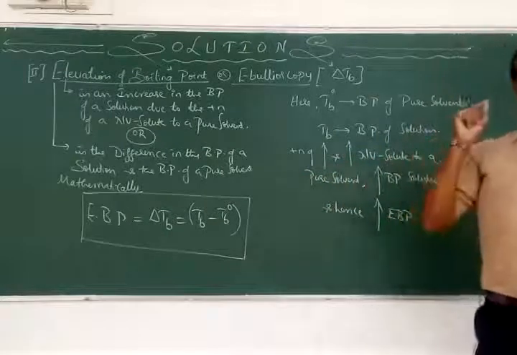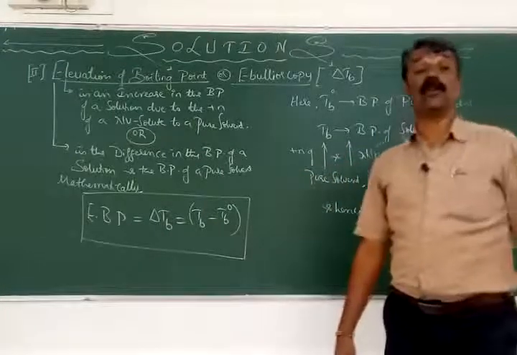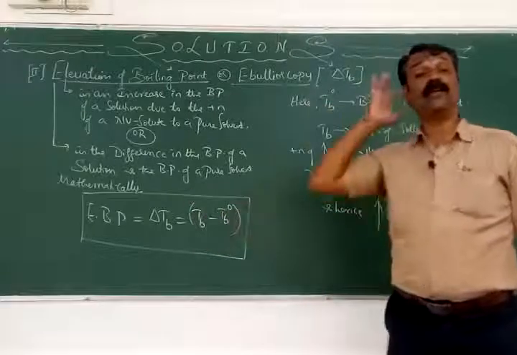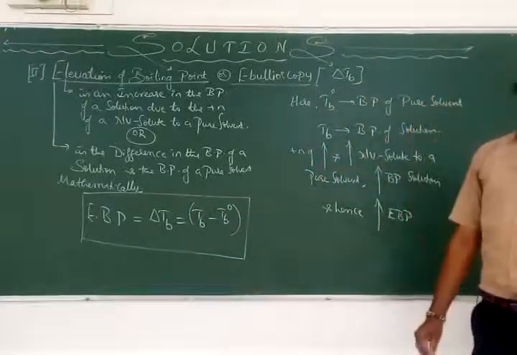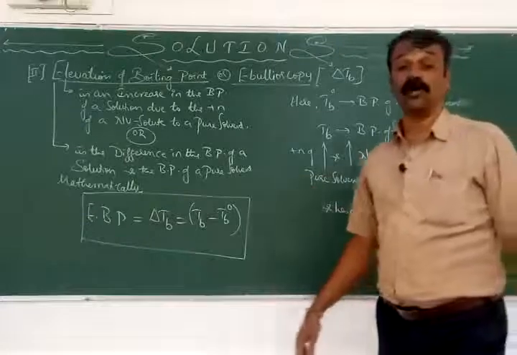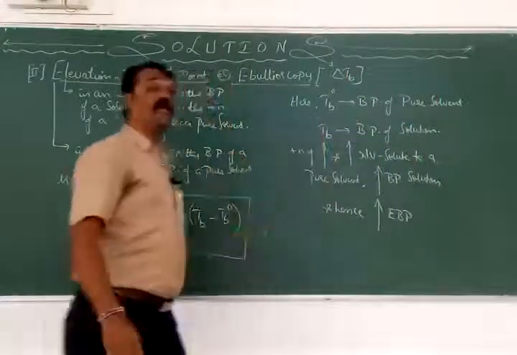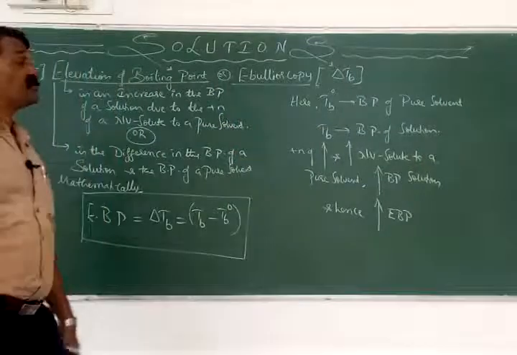Or with respect to the mathematical concept, elevation in boiling point is the difference in the boiling point of the solution and the boiling point of the pure solvent. So mathematically, elevation in boiling point is given by delta TB, and that delta TB is given by TB minus TB naught. TB is the boiling point of the solution and TB naught is the boiling point of the pure solvent.